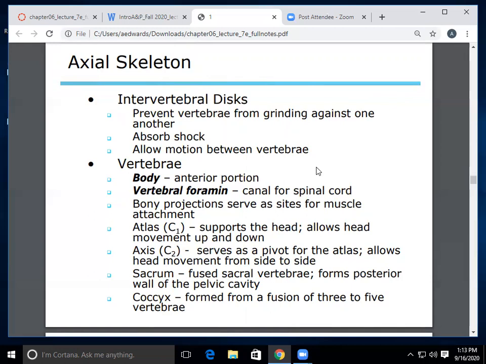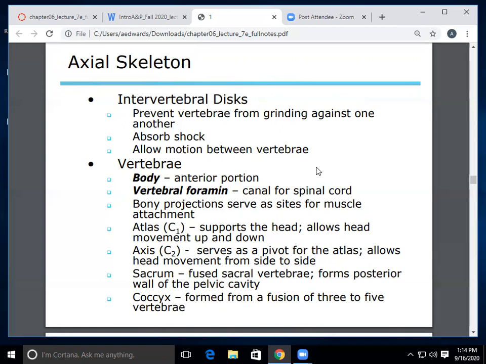Some important vertebrae you need to know. First cervical vertebrae is known as the atlas. Provides support for your head, allows you to move your head up and down. So you nod your head, you're using your atlas. The axis, second cervical vertebrae, allows you to pivot your atlas. So it allows you to move your head from side to side. So if you're saying no, you're using your axis.